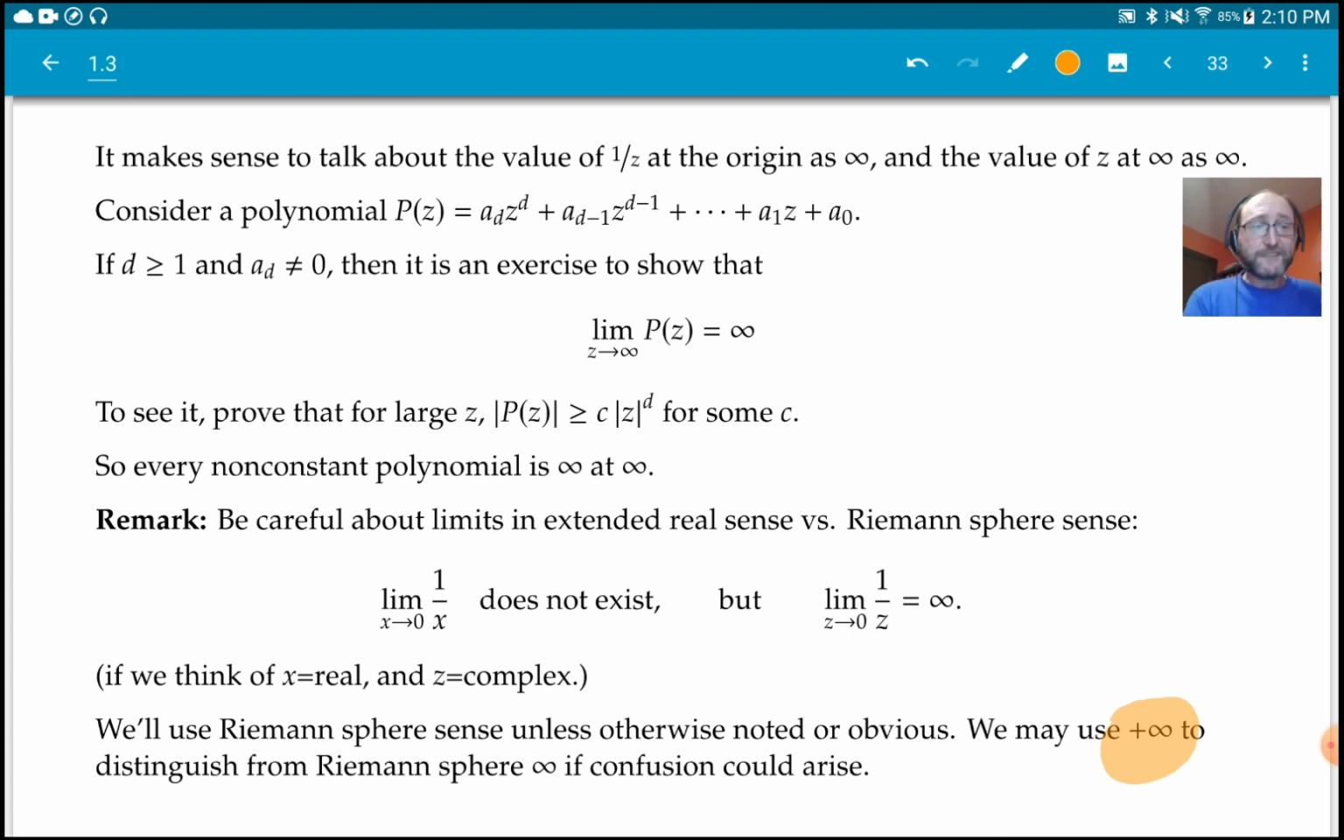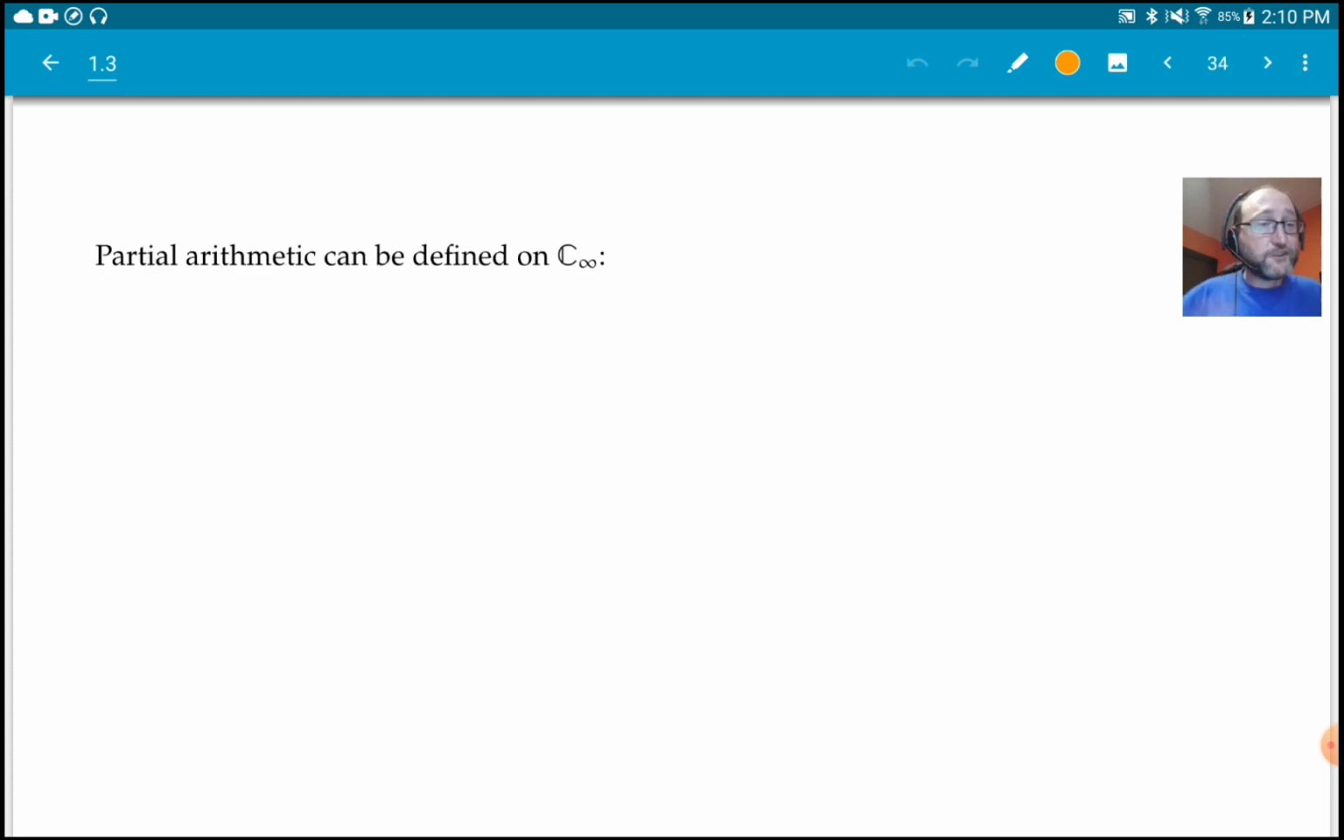And even if it's clear, like if you're writing up a proof, nothing is lost if you say taking this limit in the Riemann sphere sense, or in the sense of extended reals. You can always say more. There's nothing wrong with that. It's better to be verbose and clear than ambiguous.